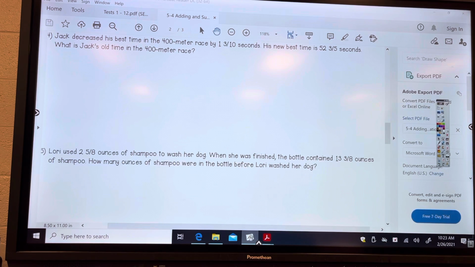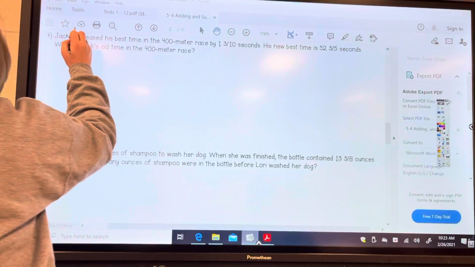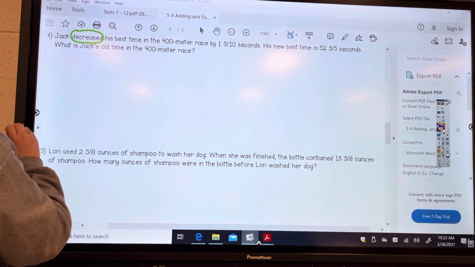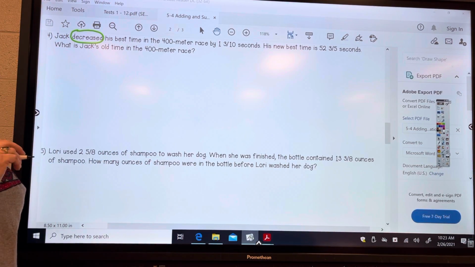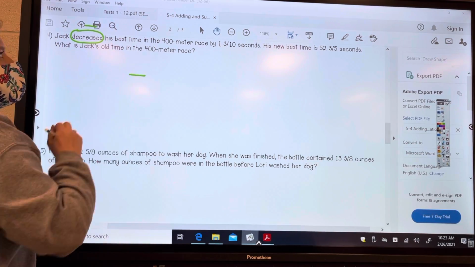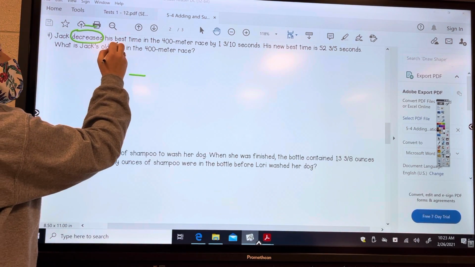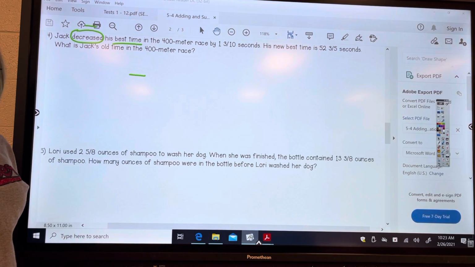He decreased his first best time in the 400-meter race by 1 3/10 seconds. His new best time is 52 3/5 seconds. What is Jack's old time in the 400-meter race? So let's go back and pick out our key words. Jack decreased. What does decreased mean? Subtract. Okay, so we know we've got to subtract. He decreased his best time. So that was his first best time.